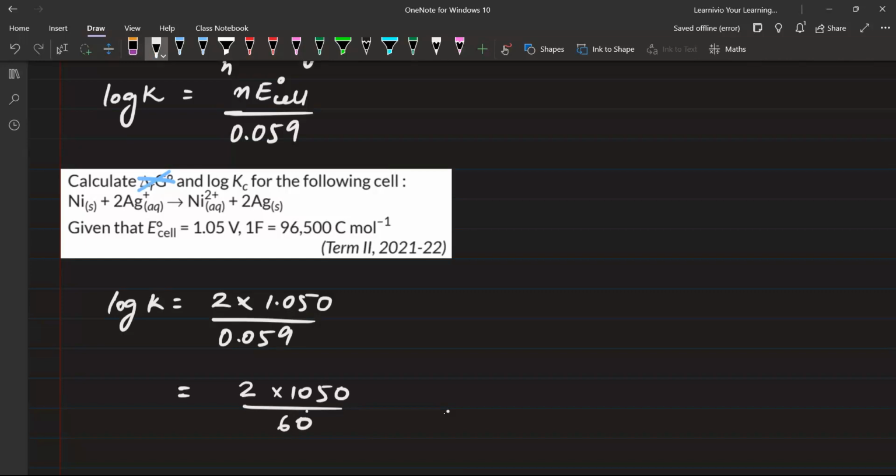You can cancel these zeros, and this will be equal to how much? log K is equal to 35. हो गया. बस इतना सवाल.